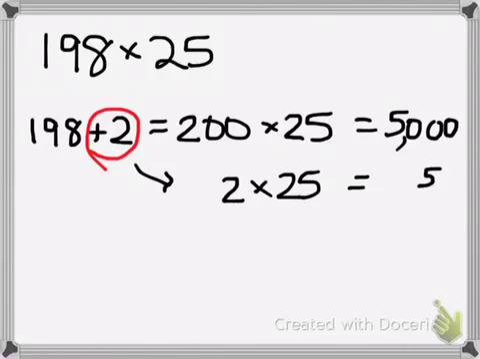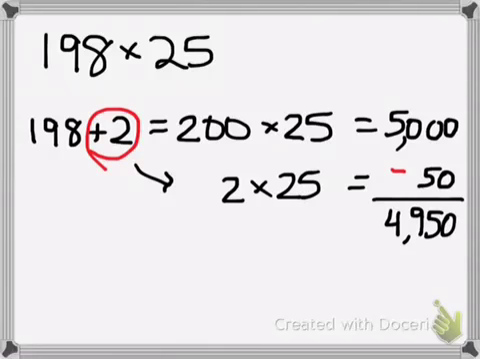Okay, now think of compensation as being whatever you did to one of the factors at the beginning, you have to do the opposite to the product at the end. So I added 2 to 198, so I have to subtract out those 2 groups of 25. So I can do this in my brain as well. I know if I have 5,000 and I take away 50, I know I'll be left with 4,950.